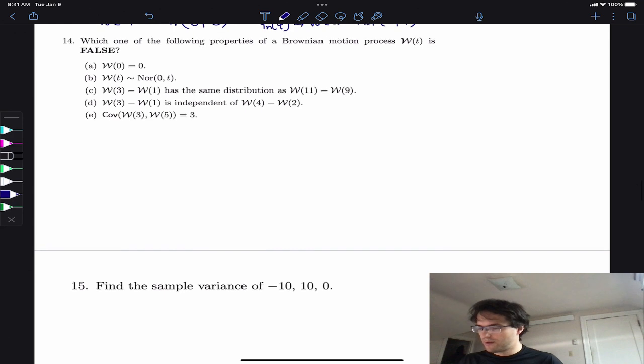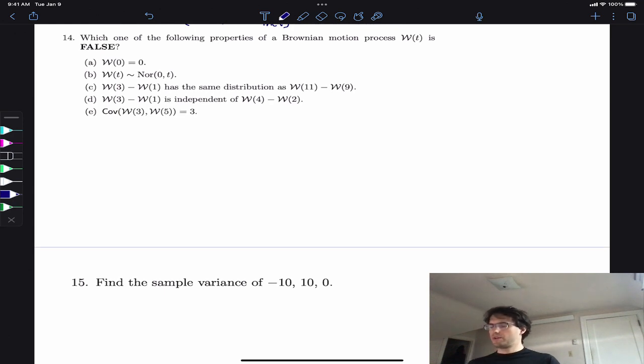Question 14. Which one of the following properties of a Brownian motion process W of t is false? Well, let's go through each one of these in turn. Only one of these is going to be false, right? So first of all, W of 0 is equal to 0. That's definitely true.